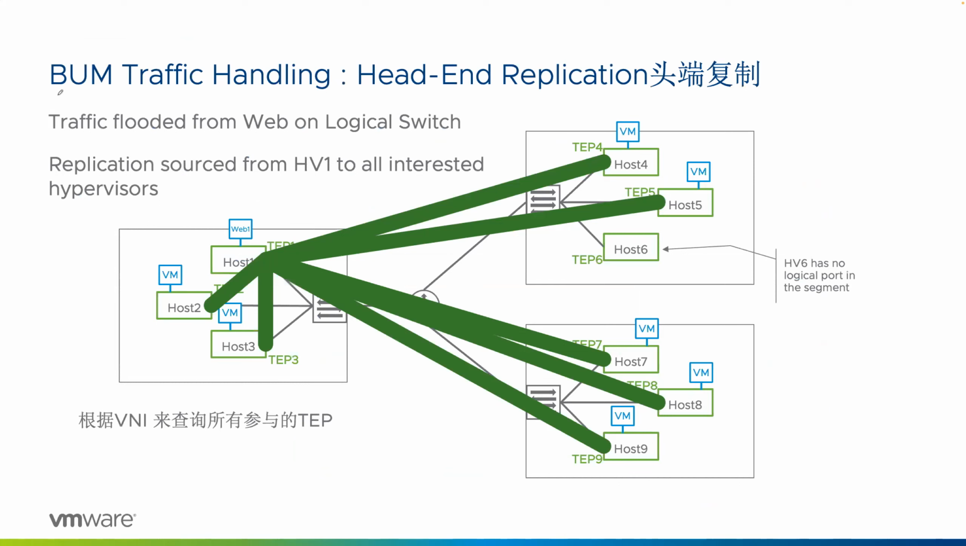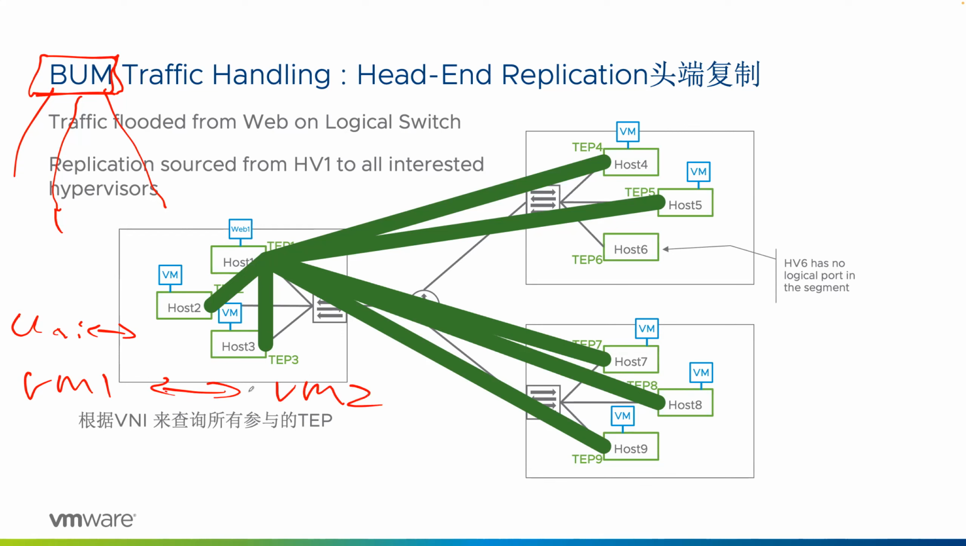So let's talk about the broadcast and the BUM. BUM means B is broadcast, U is unknown unicast, and M is multicast. How does NSX deal with BUM traffic? Because in the previous slides we talked about unicast communication, how VM1 talks to VM2, which is unicast communication.